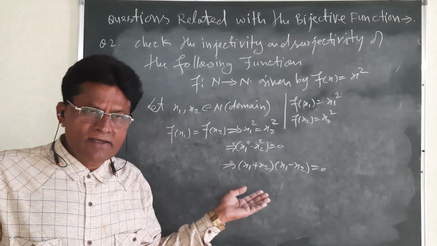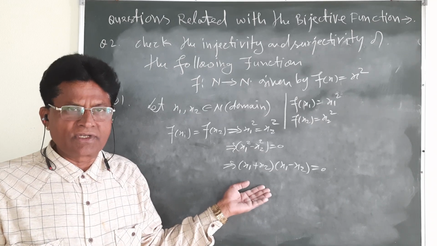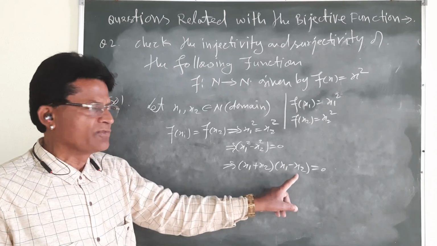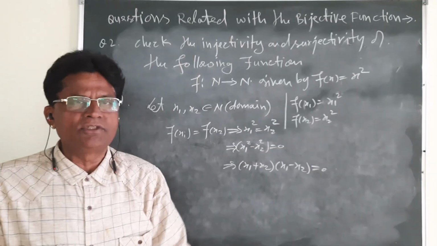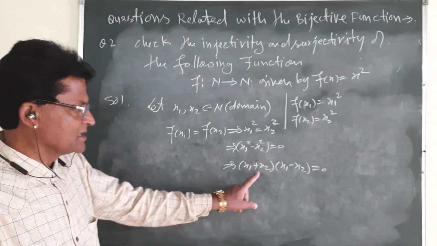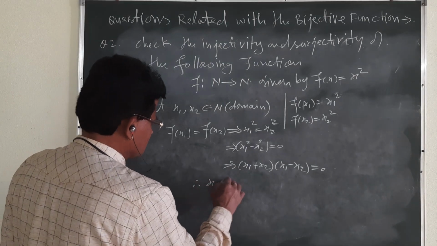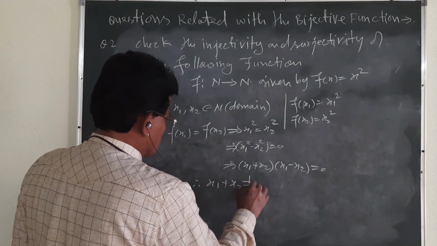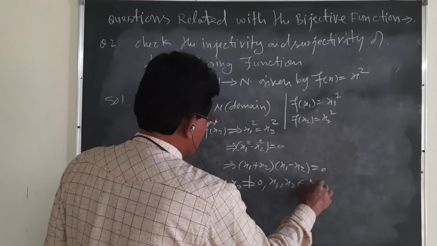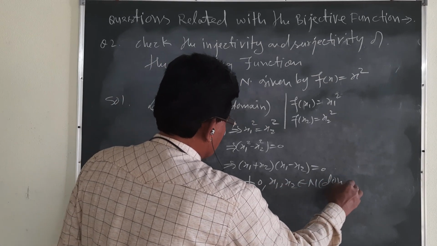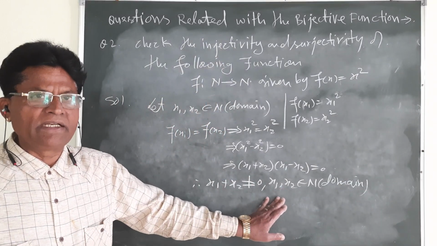Because you have studied in the previous classes, when you get the factorization, either this one will be equal to 0 or this one will be equal to 0, or both will be equal to 0, then their product will be 0. Otherwise, this will not be equal to 0, my dear student. Therefore, x1 plus x2 does not equal 0, as x1, x2 belong to N. What is N? The domain. You must give each and every step, otherwise marks will be deducted.